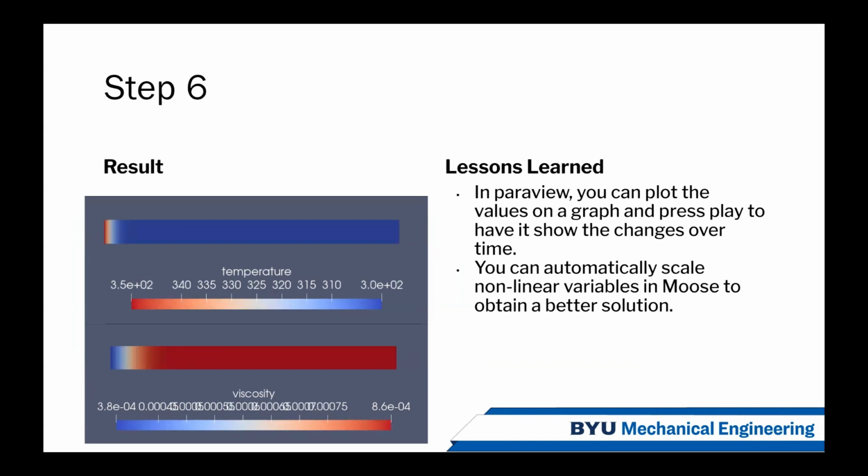In step 6, we took it a little bit further and not only analyzed temperature, but also viscosity. The lessons we learned from this tutorial were that in ParaView, you can plot values on a graph and press play to have it show the changes over time. And so you can see how the temperature and viscosity change with respect to time for each time step. You can also automatically scale non-linear variables in Moose to obtain a better solution. On the left shows the results of this tutorial, temperature and viscosity plots throughout the material sample.